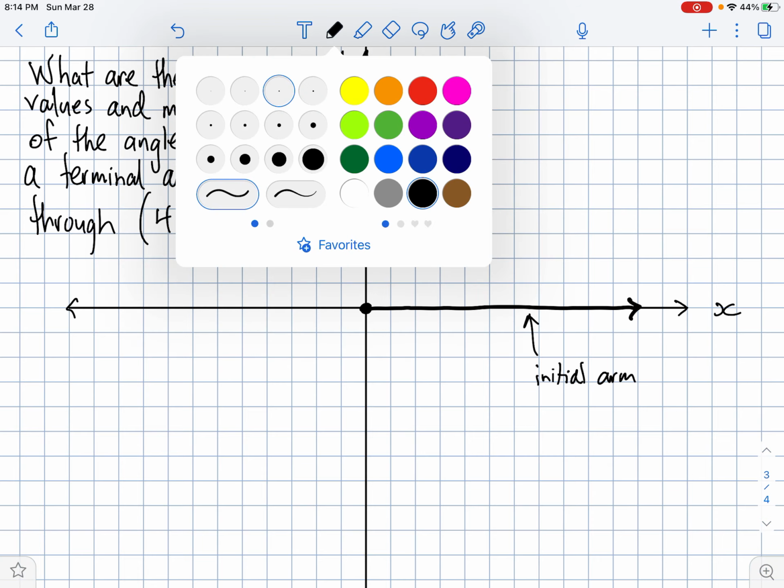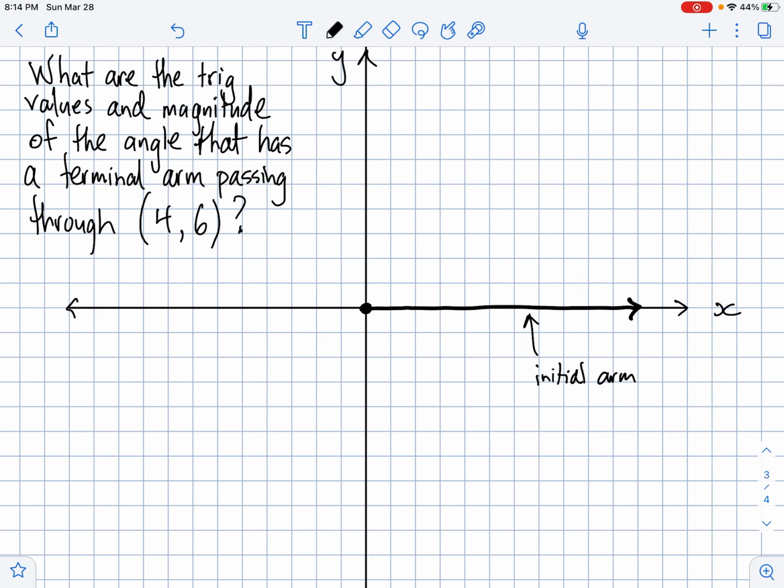The terminal arm is going to be through the point 4, 6. Okay, so where is 4, 6? So 1, 2, 3, 4. 1, 2, 3, 4, 5, 6. So there's the point 4, 6. Okay, so the x is 4 and the y is 6. And so it has a terminal arm going through that point.